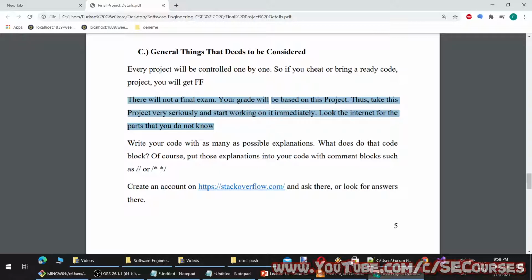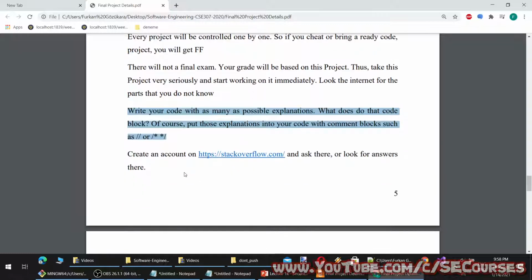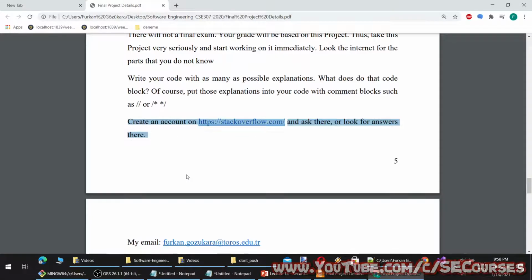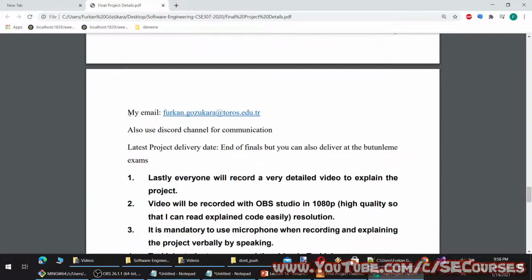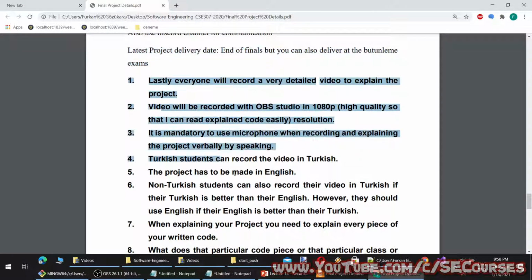Look on the internet for the parts that you do not know. Write your code with as many explanations as possible. What does that code block do? Of course, put those explanations into your code with comment blocks. Create an account on https://stackoverflow.com/ and ask there, or look for answers there. You can also contact me by Discord channel. The latest project delivery date is the end of finals, but you can also deliver at the bütünleme exams, you know them.